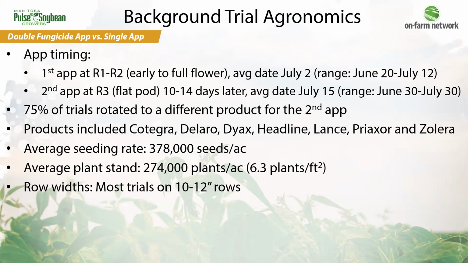The second application was applied at R3 during flat pod stages 10 to 14 days later. 75% of these trials rotated chemistries for their second application. Products included Cotegra, Delero, Diax, Headline, Lance, Priaxor, or Zolera. And then on average, across these double versus single trials, average seeding rate was just shy of 380,000 seeds per acre, and living plant stands were on average 274,000 plants per acre, or 6.3 plants per square foot.